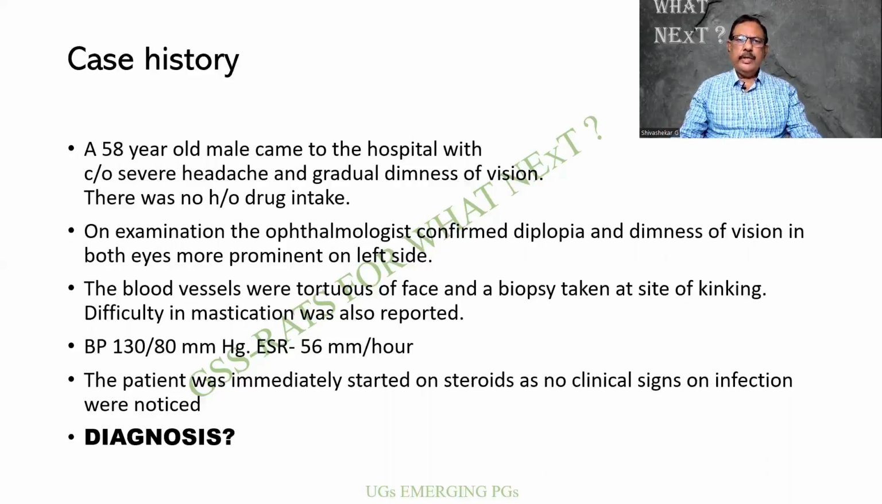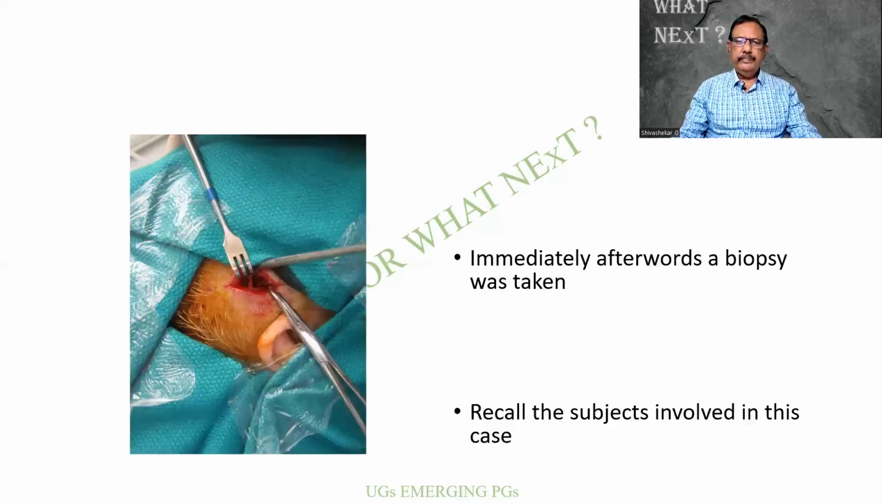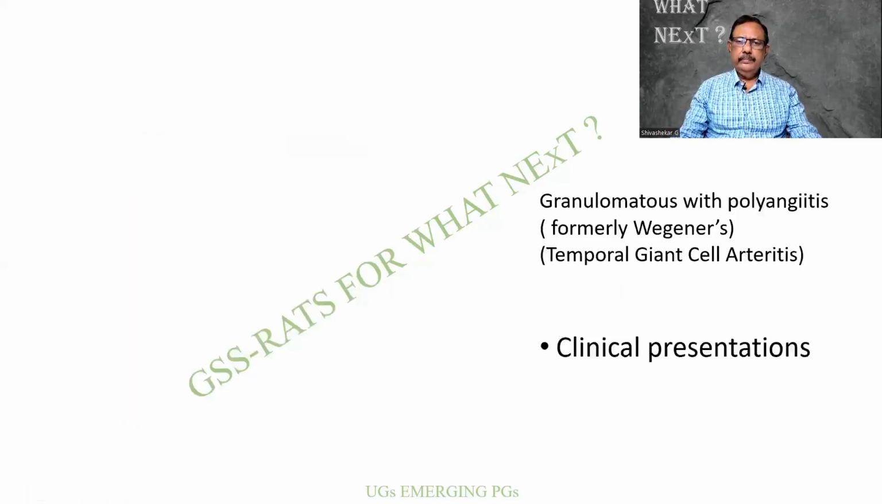As I told you, concentrate on the keywords. So a biopsy is being taken from a blood vessel. Recall the subjects that are involved in this clinical case. The disease can be called temporal giant cell arteritis or Wegener's granulomatosis earlier, but now it is called granulomatosis with polyangiitis.